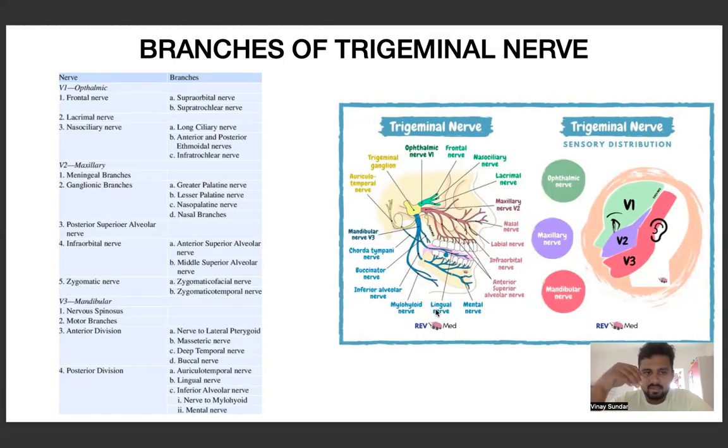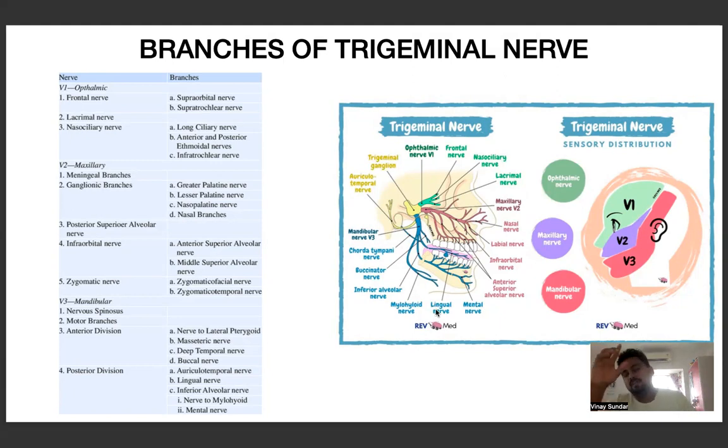With respect to maxillary, it's the meningeal branches, the one which goes to the brain. Then the ganglionic branches, the one which supply the palatal region: greater palatine, lesser palatine, nasopalatine. Then you have your posterior superior alveolar nerve where you give your block, PSA block. And 4th is your infraorbital nerve here, which is again divided into anterior superior alveolar and middle superior alveolar. And your 5th is your zygomatic nerve, which is again divided into zygomaticofacial and zygomaticotemporal.